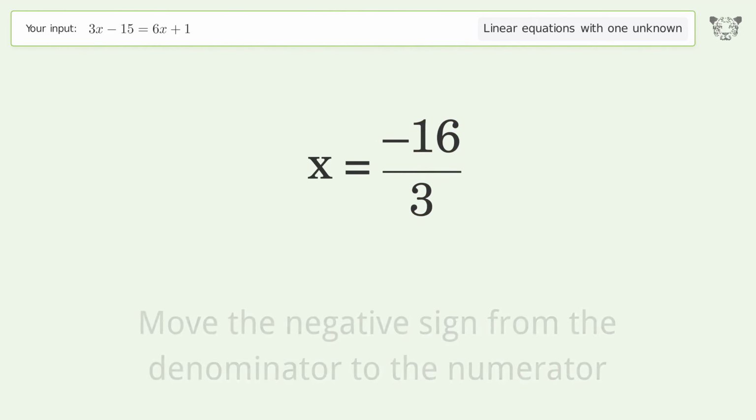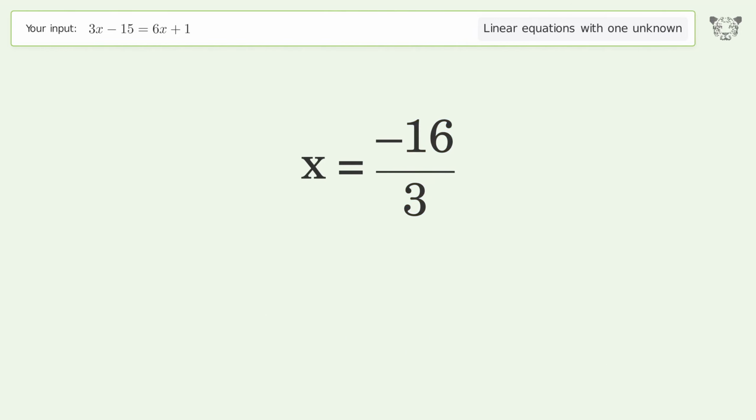And so the final result is x equals -16/3.